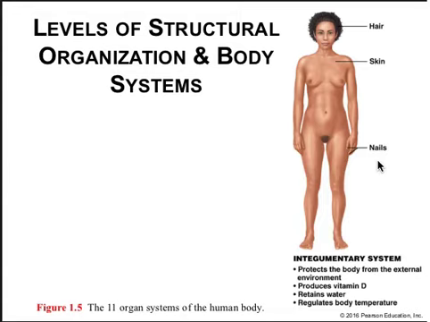This is the body's outer covering. It protects the body from the external environment. It's a synthesis location for vitamin D, which is important in the mineralization of bone. It retains water. It regulates body temperature. It's also a sensory organ. It acts to tell us about the world outside our body. Sensations on the skin include things like temperature, touch, vibration, pain, itch, etc.